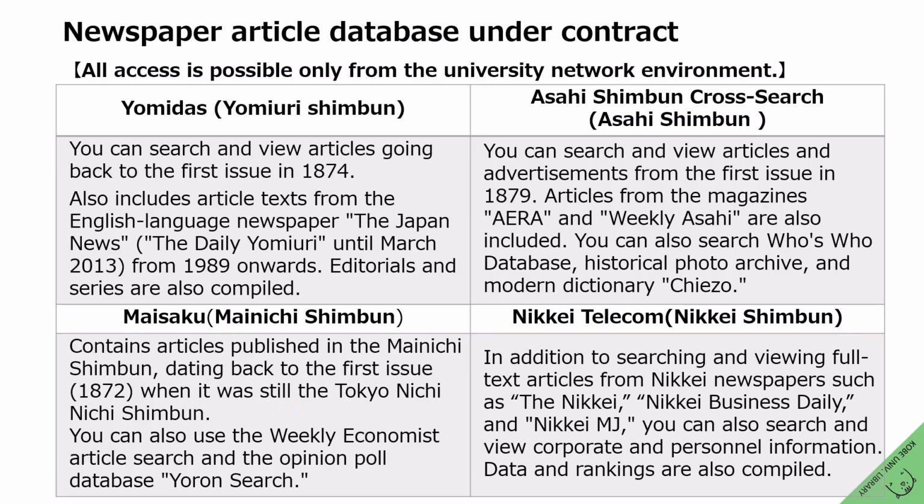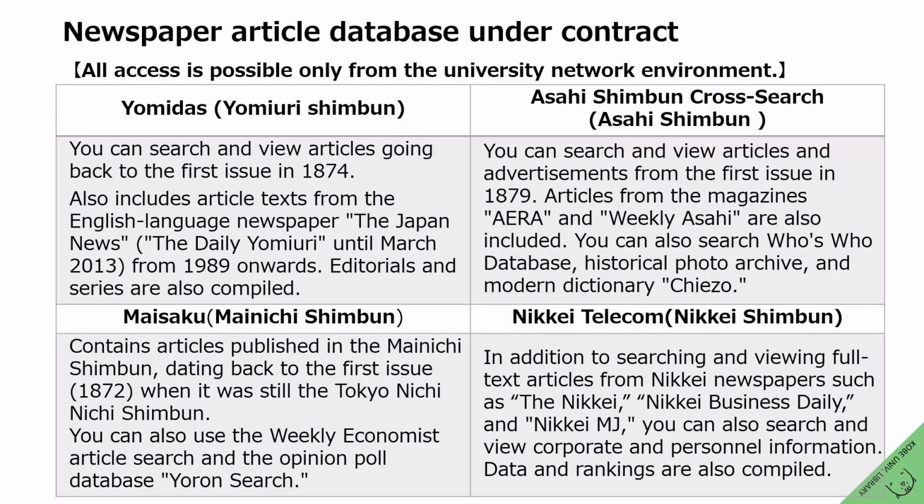Kobe University subscribes to 4 domestic newspaper article databases, which are listed here. Yomidas, where you can search for articles from the first issue to the latest issue of the Yomiuri Shimbun. Asahi Shimbun Cross Search, which allows users to search for articles from the first issue to the latest issue of Asahi Shimbun. Maisaku, where Mainichi Shimbun articles from the first issue to the latest issue can be searched.